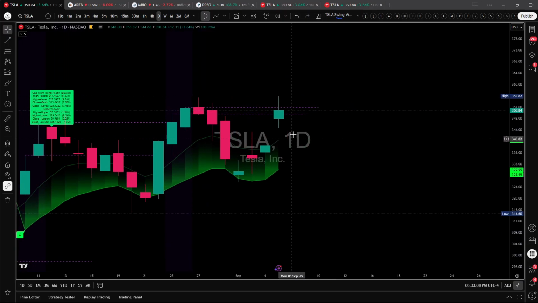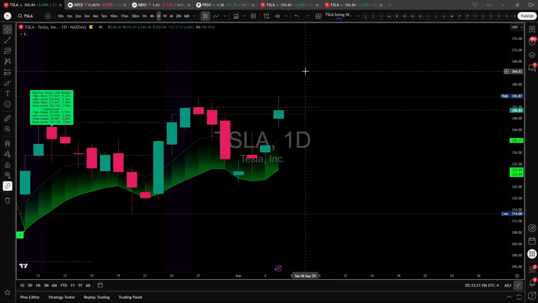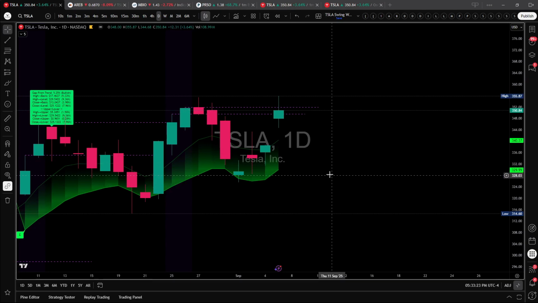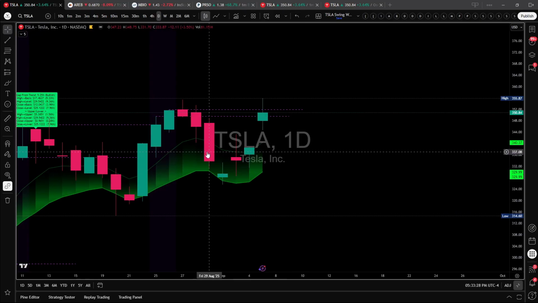At this point, yes, we are extended. We are starting to extend here, 355.87, the high of Friday's candle. However, this is not the worst I've seen. Again, I've seen worse. So this could continue to extend here before we finally see the pullback. But at some point, we should, in theory, see a pullback, something in this area like this.